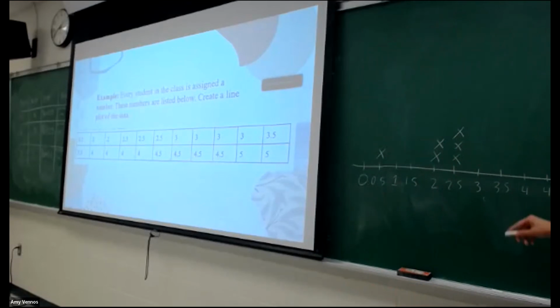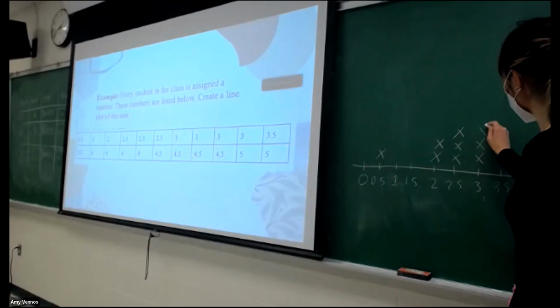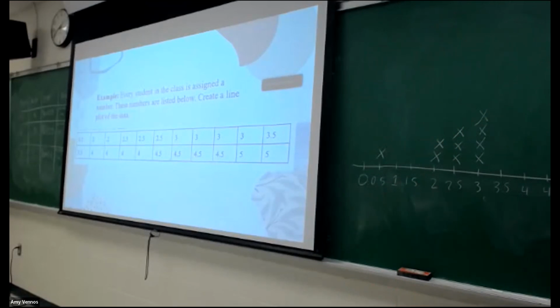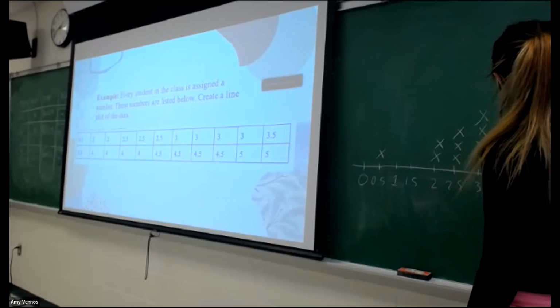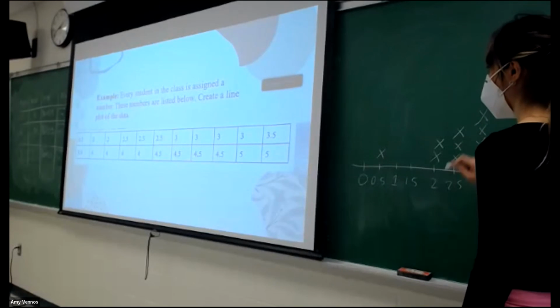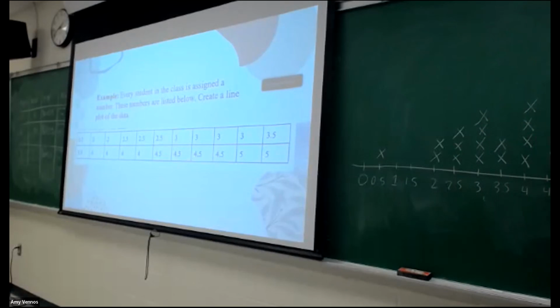We have 4 3s. We have 2 3.5s. We've got 4 4s. We've got 4 4.5s. And we have 2 5s. And what we've done together is we've made a line graph. Right? Very easy. We kind of just tally up how many times we see something. Any questions on constructing a line graph?